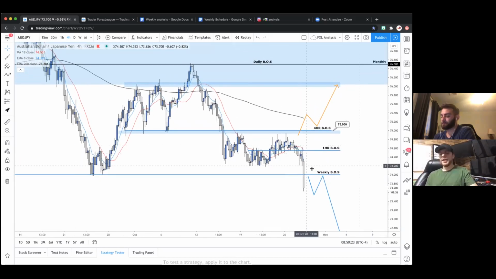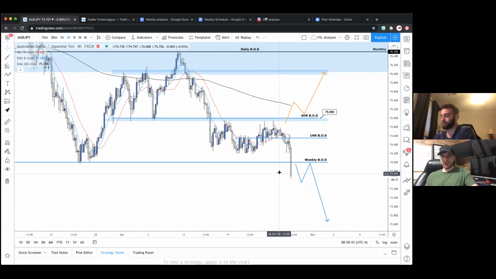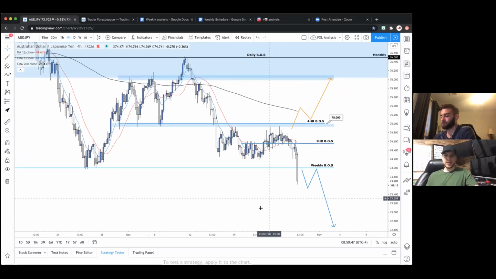But yeah, this is what you want a break to look like. You don't want a break to be hesitant. You don't want a break to have a lot of wicks. You don't want it to be like a consolidating pattern, just breaking through a zone. You want to see high volume. And that's exactly what we're seeing right now. Good amount of volume, breaking through a zone with ease. That's really what you want to see. That's how you can really confirm that price action is going to move in the direction you're expecting.